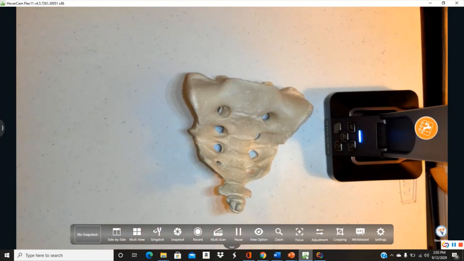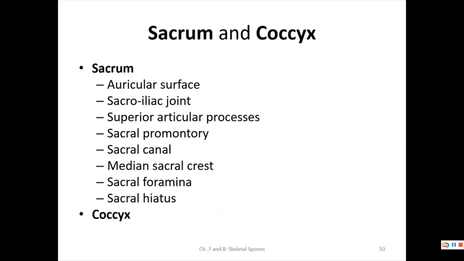Now, also, what we're going to be looking at here is the structures that we can discern on the sacrum. And the first one we want to talk about is our auricular surface, like the auricle of the ear, sacroiliac joint, which I'm going to supplement with a diagram. Superior articular processes. Now, preferably, if you're asking me, it is just articular processes. There are no superior articular processes on the sacrum because there are no inferior articular processes of the sacrum. But our structure sheets say it this way, but I completely disagree with that. In anatomy, we don't use words we don't need. The sacral promontory, the sacral canal, median sacral crest, sacral foramina, and sacral hiatus. So let's go find these structures.